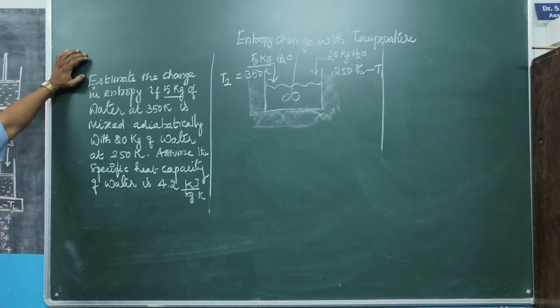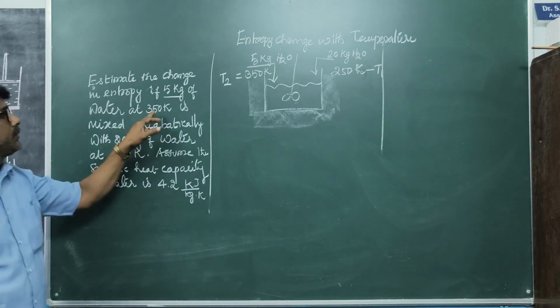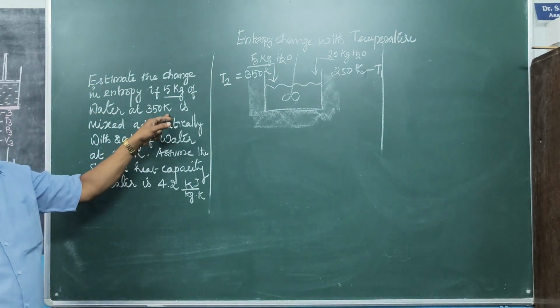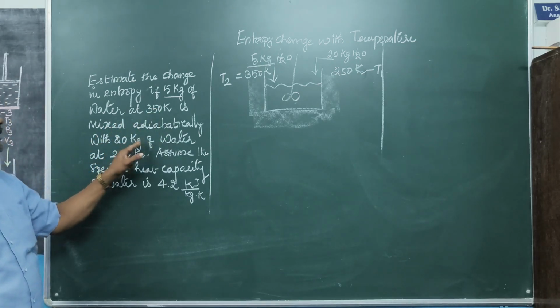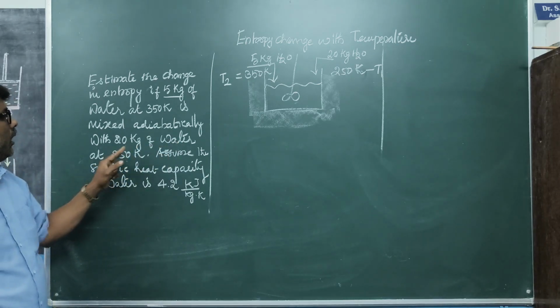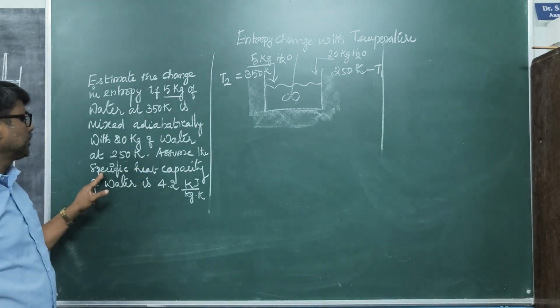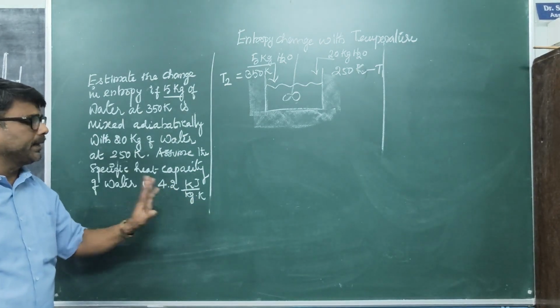Estimate the change in entropy if 5 kg of water at a temperature of 350 degree Kelvin is mixed adiabatically with 20 kg of water at 250 degree Kelvin. Assume that the specific heat capacity of water is 4.2 kilojoules per kg degree Kelvin.